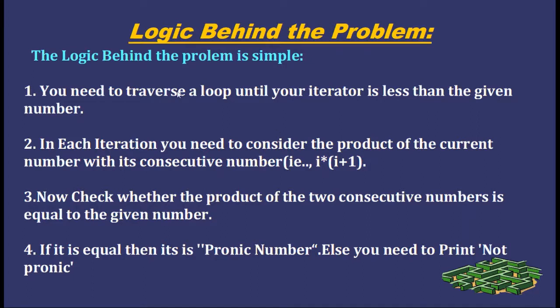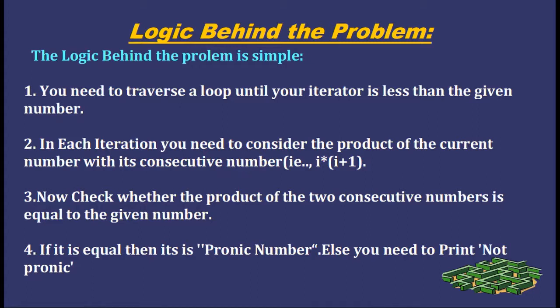You need to traverse a loop until your iterator is less than the given number. In each iteration you need to consider the product of the current number with its consecutive number. Suppose you are traversing a for loop, starting from 1 less than the number, and each time you will be taking i into i plus 1. Then you will be checking whether that product is equal to that number.